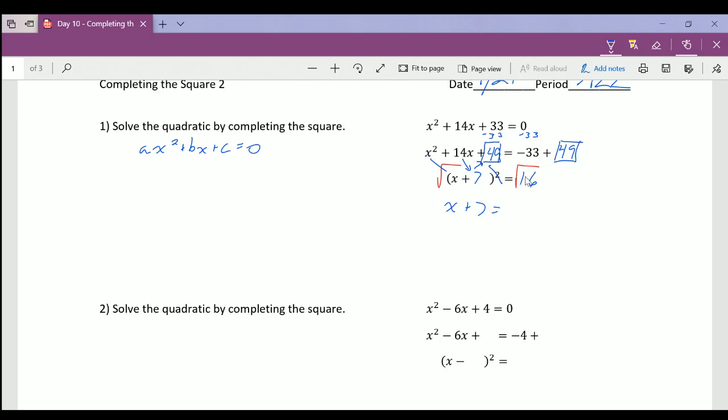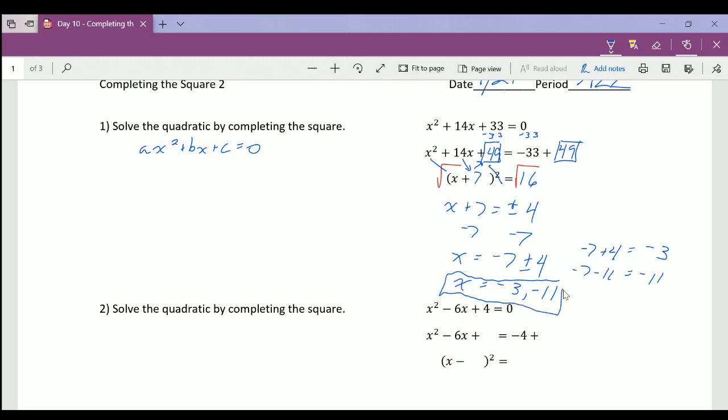Okay, and then the square root of 16. Now, since we are the ones who added the square root symbol in here, we do need to consider both the positive and negative square roots of 16, which is 4. Okay, then we'll just subtract 7 from both sides, and you get x equals negative 7 plus and minus 4. Negative 7 plus 4, that's going to be negative 3, and negative 7 minus 4, that's negative 11. So it looks like x equals negative 3 and negative 11. There we go. So that is the basics for completing the square.